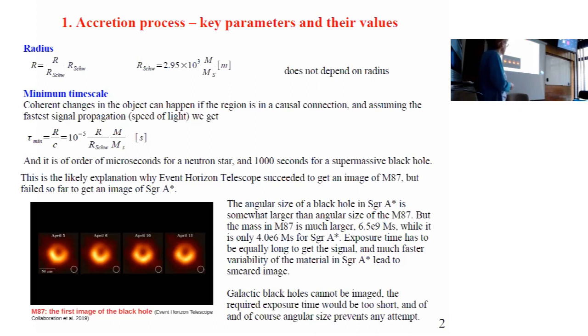Of course, in the case of galactic sources, nobody even tries to do this kind of thing because it's not just the exposure time, which would be microseconds, but it's also the additional problem, angular resolution, right? We will never have it.